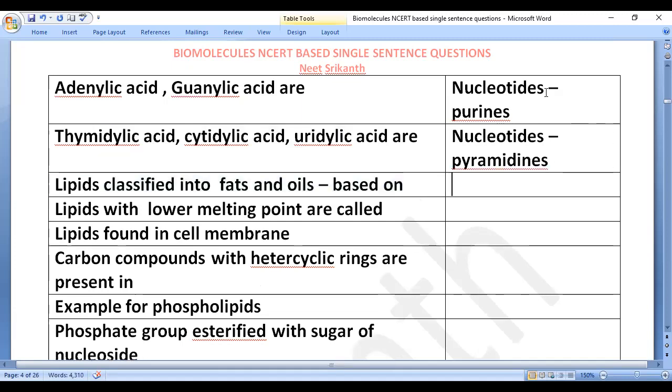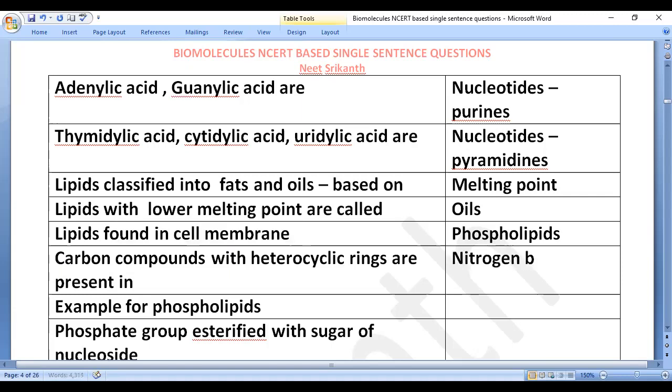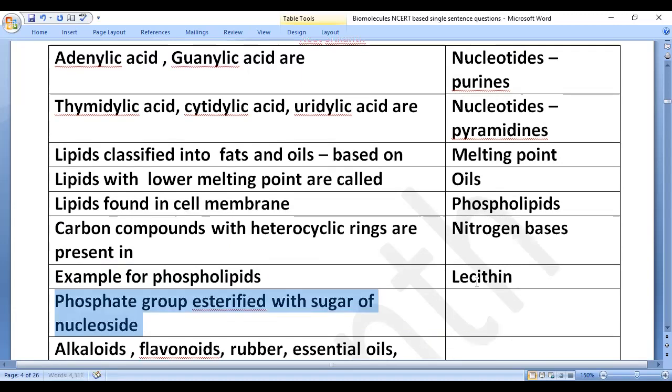Lipids are classified into fats and oils based on melting point. Lipids with a lower melting point are called oils. Lipids found in the cell membrane are phospholipids, for example lecithin. Carbon compounds with heterocyclic rings are present in nitrogen bases. A phosphate group esterified with the sugar of a nucleoside gives a nucleotide.